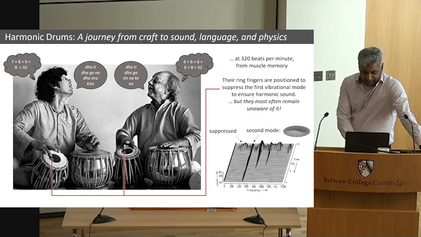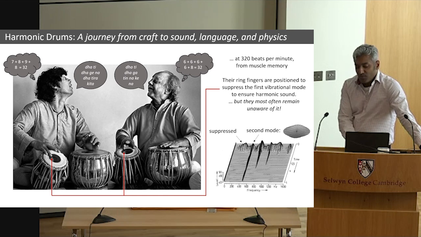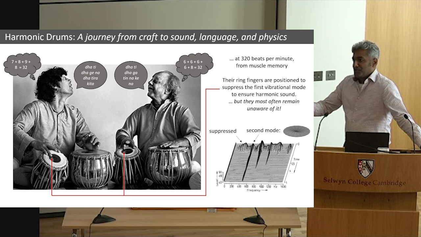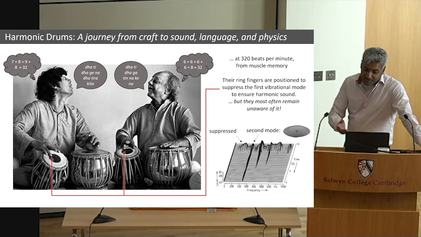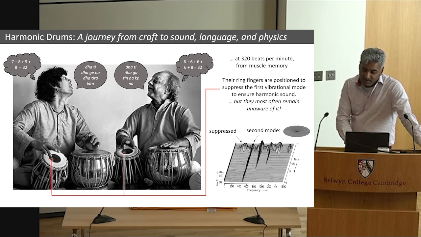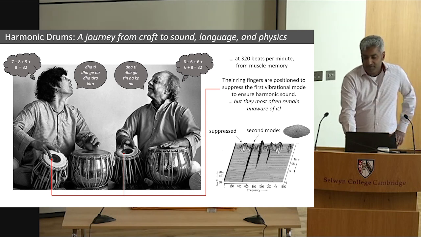And that's the knowledge which all of you have today, is that you put the ring finger over here because you want to suppress the fundamental frequency, because that fundamental frequency is not in harmonicity with the higher order frequencies. So the only way to really get that sweetness of sound is to position the finger where you do. But this style of play has evolved over years. So the ring fingers are positioned to suppress the fundamental vibrational mode to ensure harmonic sound, but they're often unaware of it, but you are right now.